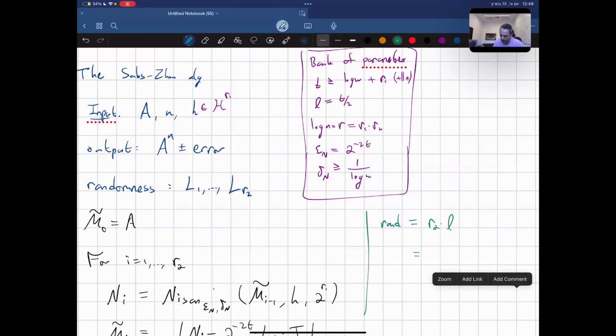So it's, okay, R2 times R1 is log n. Now this R2 times this R1 is log n, and you have this log W also, plus R2 log W. So this is the randomness complexity that you have.